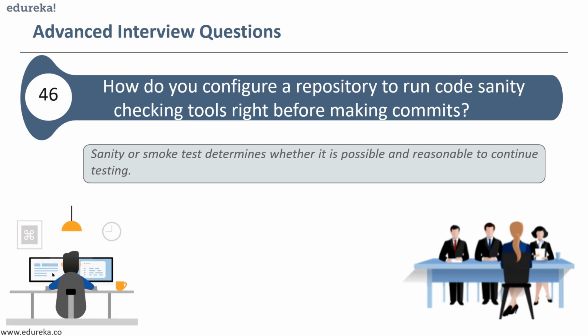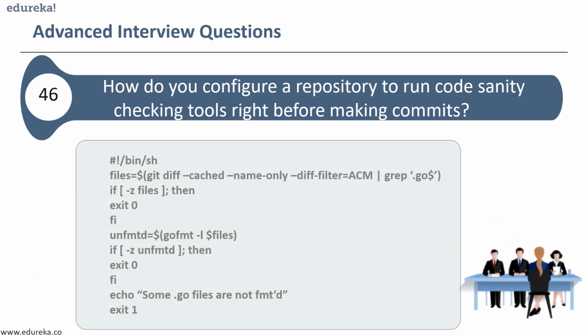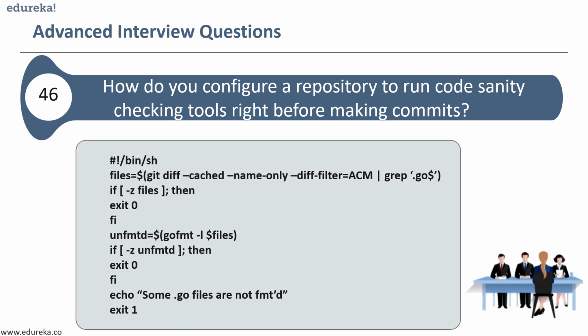The pre-commit hook is triggered right before a commit is made, even before you're required to enter a commit message. So in this script, one can run other tools such as linters and perform sanity checks on the changes being committed into the repository. So as you can see here, this is the script that I'm talking about.